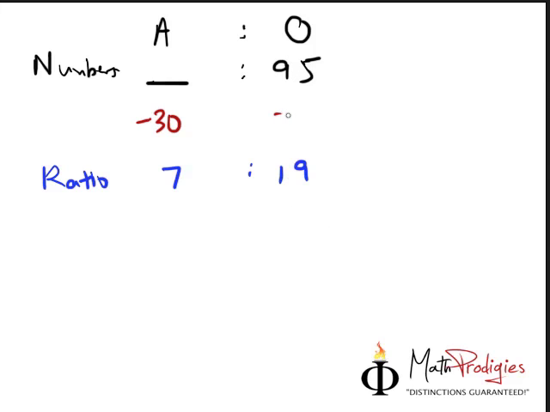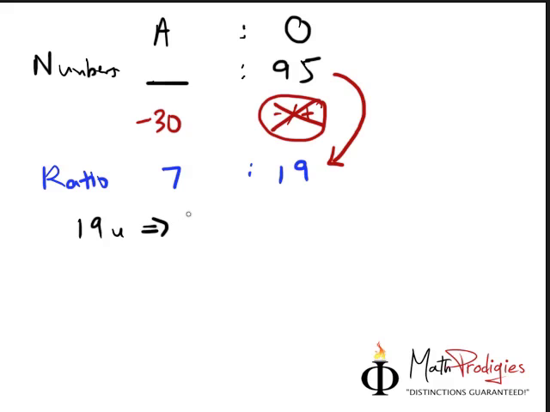Because we did not minus anything, neither did we plus anything. Nothing of that sort happened, so it still remained the same. There should be no changes, and hence 95 oranges is equal to 19 units. So 19 units equals 95. 1 unit equals 95 divided by 19, which gives you 5 oranges.